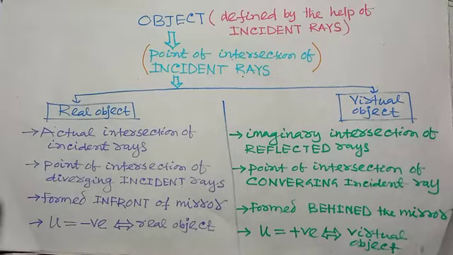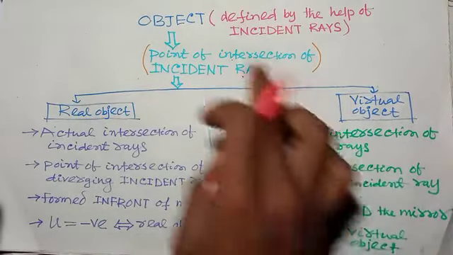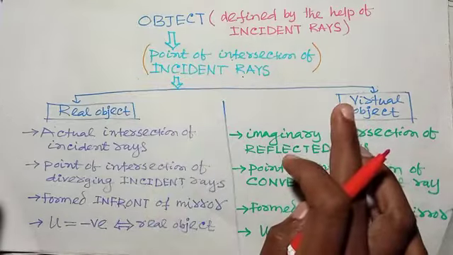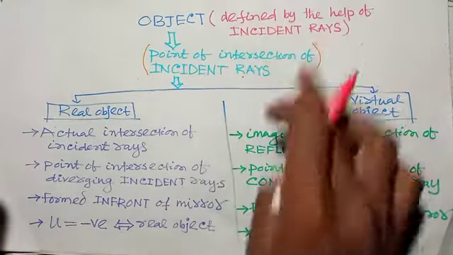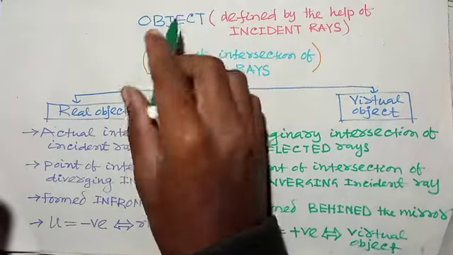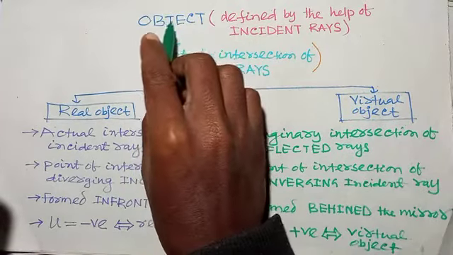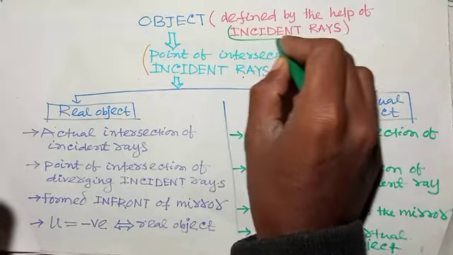Before getting into the main topic, let's first see what an object and an image are. Object in optics is defined by the help of incident rays. This is a very interesting point. In optics, we define the objects by the help of incident rays.